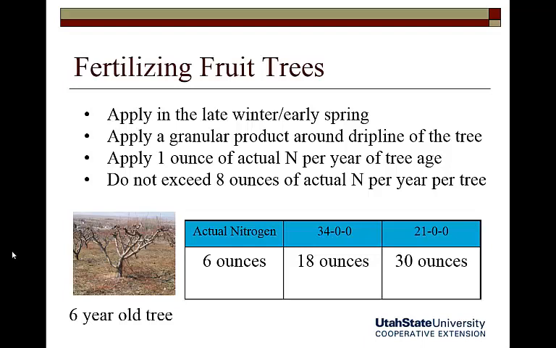Now, if I've got a little dwarf tree or one of those columnar apple trees, am I going to be putting on 8 ounces of nitrogen? No. So it's a balancing act there. These are just kind of some guidelines for you.